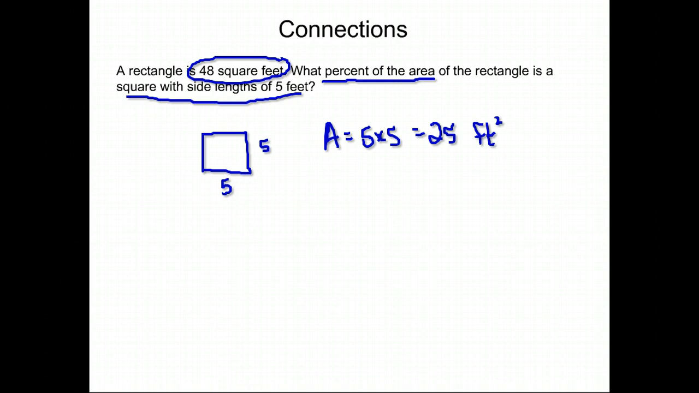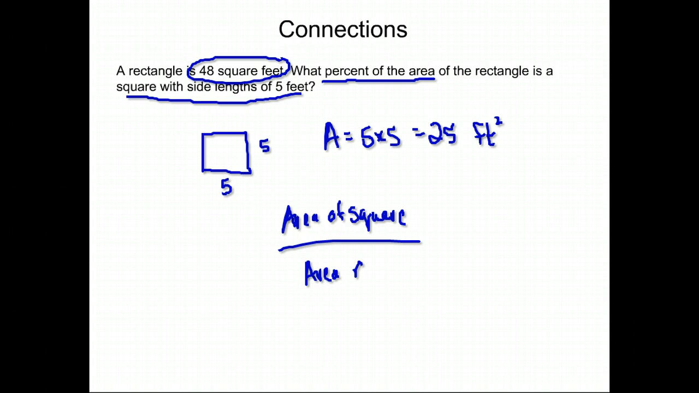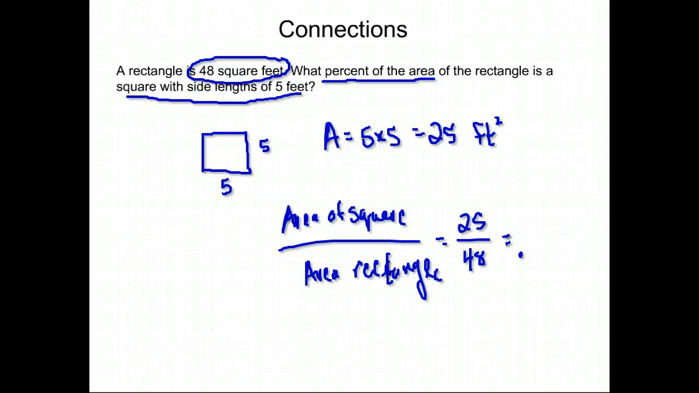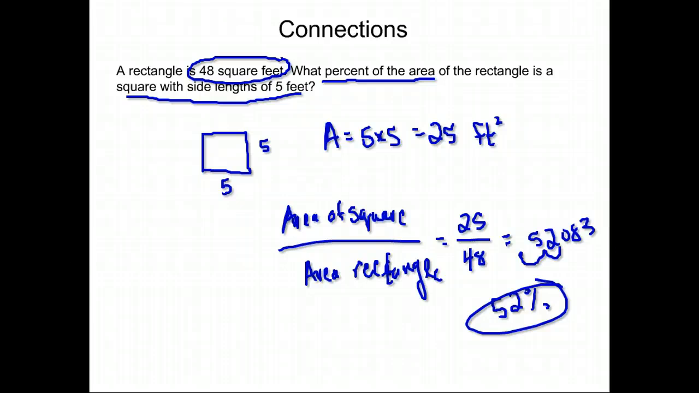To find the percent, what you do is we're going to take the area of the square. We're going to divide it by the area of the rectangle. And then we'll have to change that number to a percent. So we take the 25 feet divided by the 48 feet from the rectangle, and we get 0.52083. We move the decimal 2 places to the left, and it's about 52% the size.